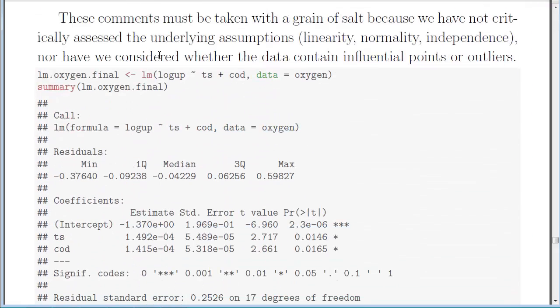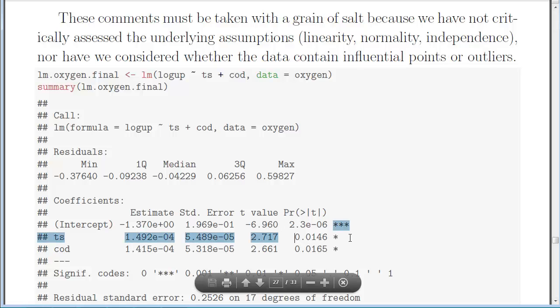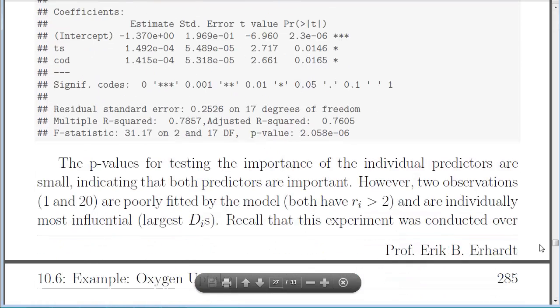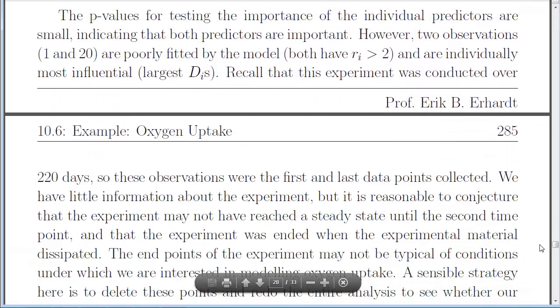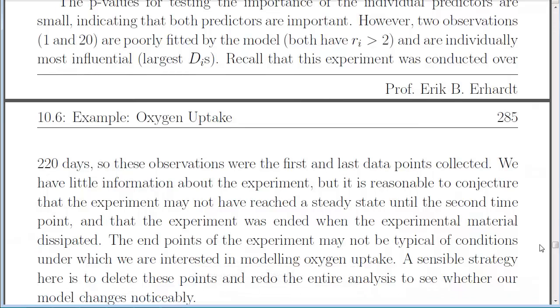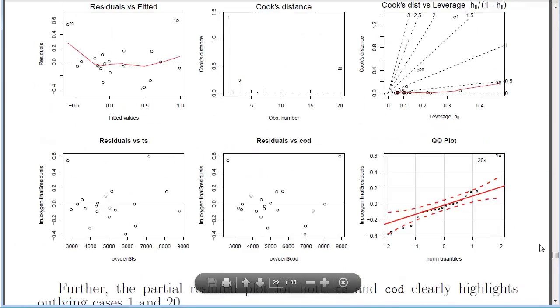So let's take a look. This is the model with those 2 variables, TS and COD. We see that they're both significant together. And I've got some residual plots. Good. So that first observation is definitely influential. It's influential because it's unusual. Observation 20 is also a bit unusual.